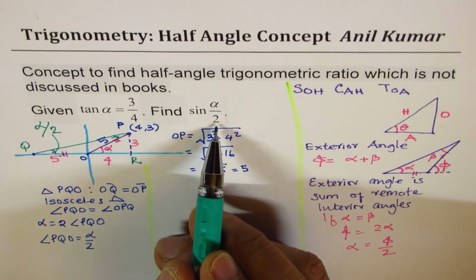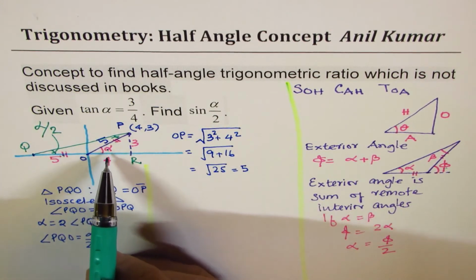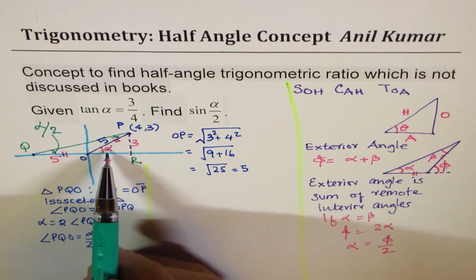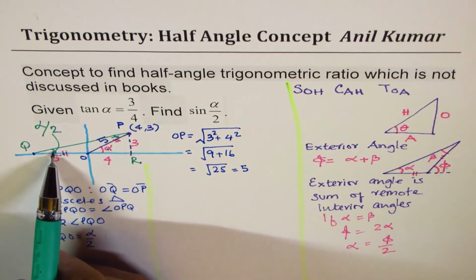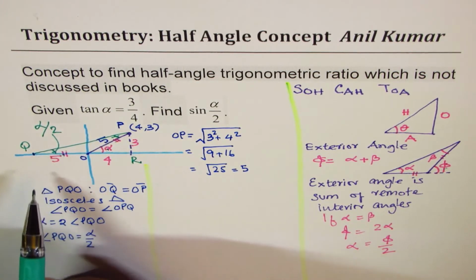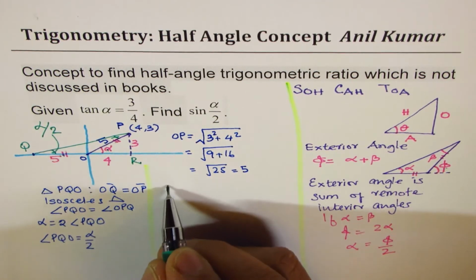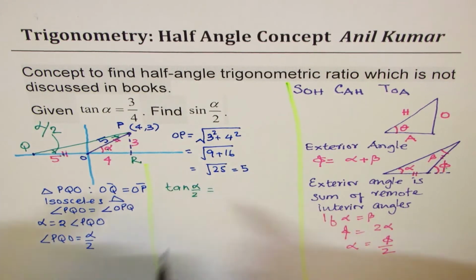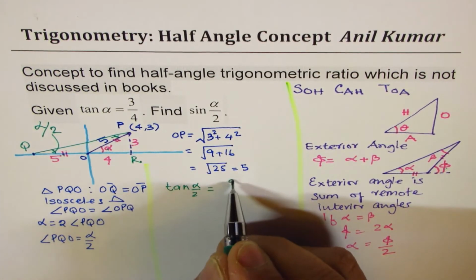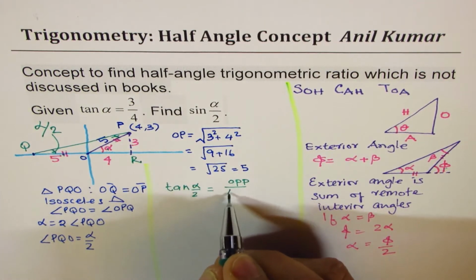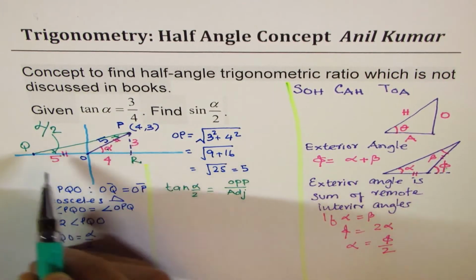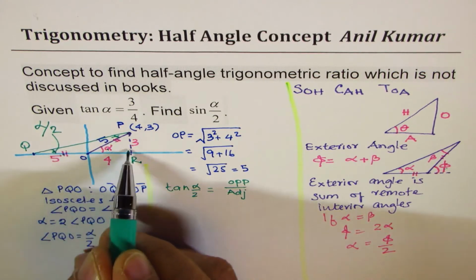Find sine alpha by 2. So from here we know alpha is the exterior angle, so alpha by 2 is that remote interior angle. First let us find tan alpha by 2, just to make it simple. Tan alpha by 2 is opposite over adjacent side. Perfect. The opposite side is this 3 for angle alpha by 2.